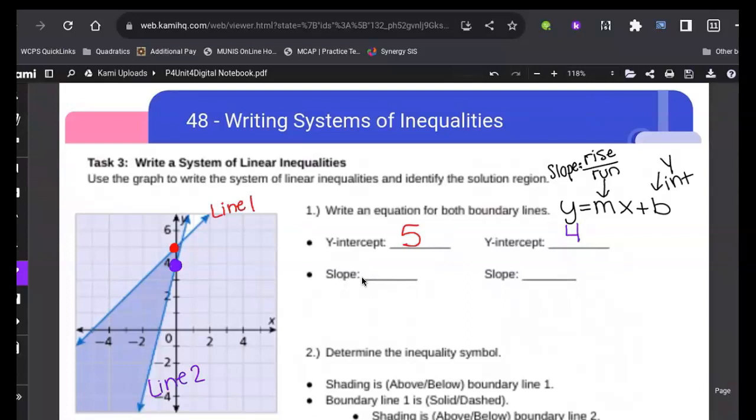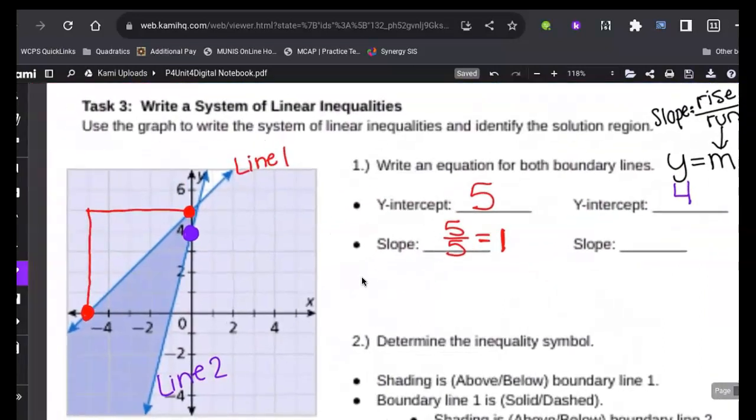Starting with line 1, we're going to go from that point to another point on line 1, and I count my rise over run. So this is up 1, 2, 3, 4, 5, and over 1, 2, 3, 4, 5. So my slope is 5 divided by 5, which is equal to 1. So the slope of equation 1 is going to be 1.